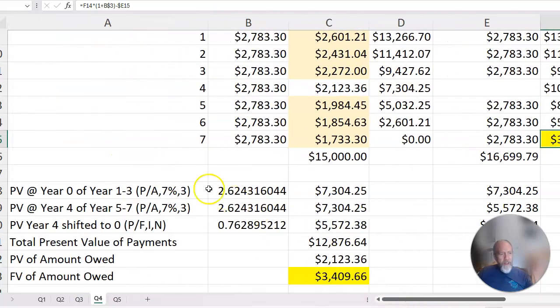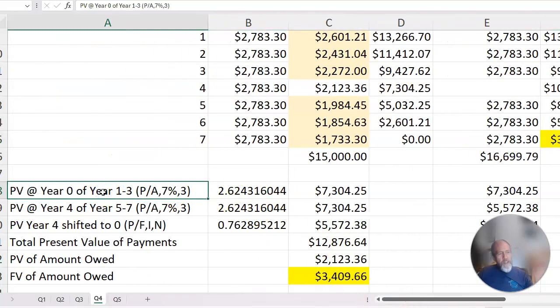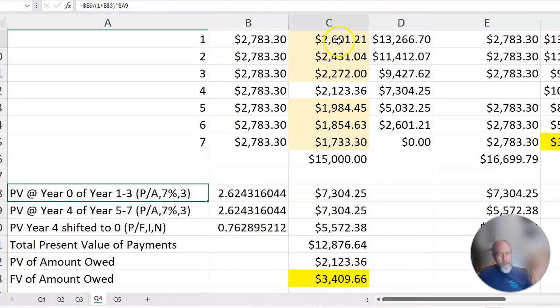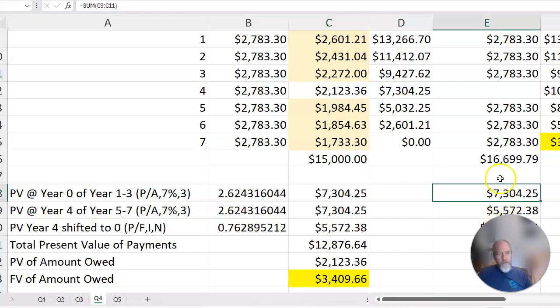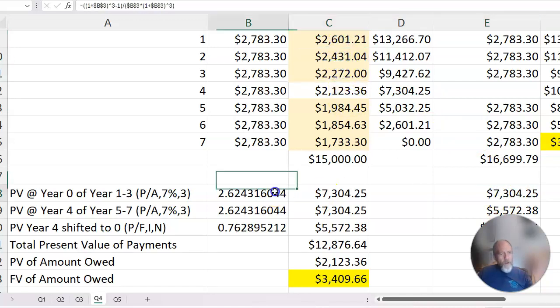If you really want to have fun, first, calculate the present value of the first three payments, 1, 2, 3. These are the ones I put in brown up here. That comes out to be 73,025 because what I did is I added these three. This is just summing up these three right here. Or I can just do P over A, same number.